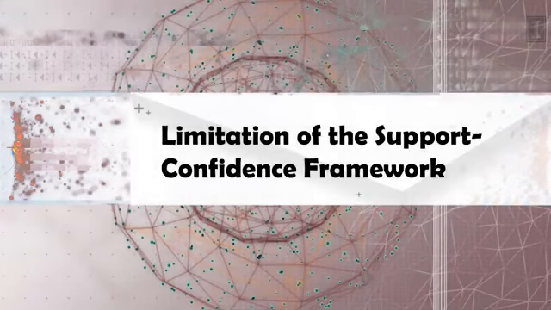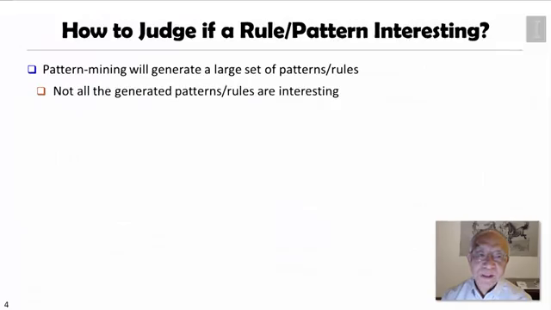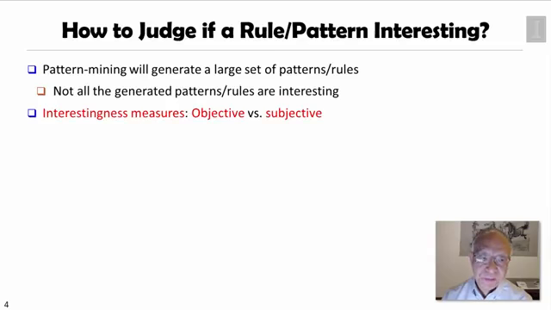The first thing we want to discuss is the limitation of the support-confidence framework. As we know, pattern mining may generate a large number of rules, but not all of the patterns and rules generated are interesting. In general, we can classify the interestingness measures into two classes, objective versus subjective.